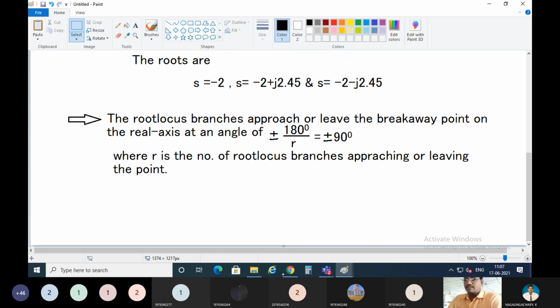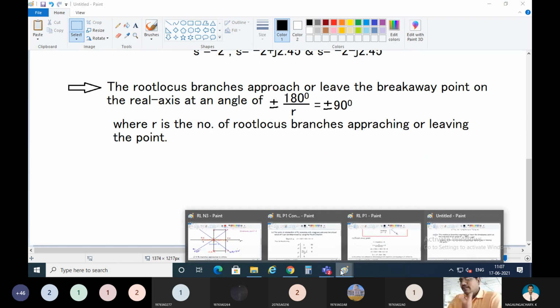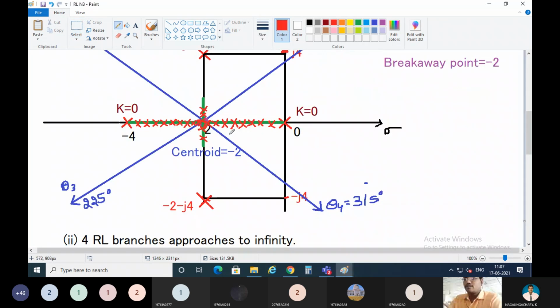Till this point, is it clear? One root locus branch starts at 0, another starts at -4. As K is increasing, the poles shift on both sides, and they meet at one point, that is the breakaway point, -2. At what angle are these two branches leaving? Plus or minus 90. One is plus 90, another is minus 90. Till now, is it clear?